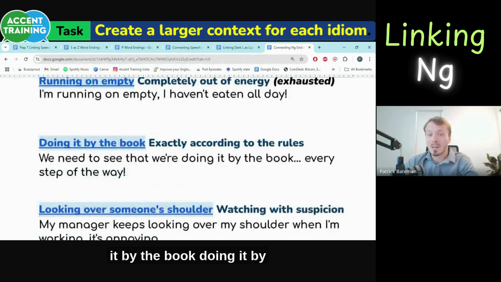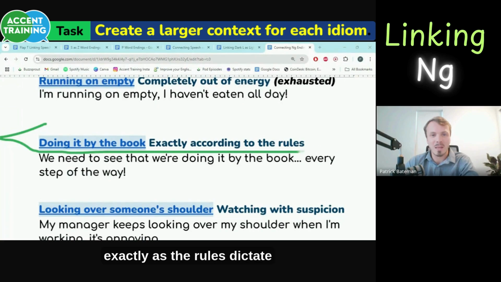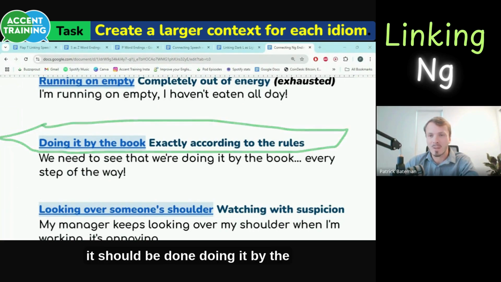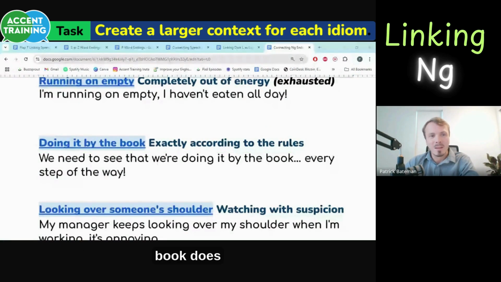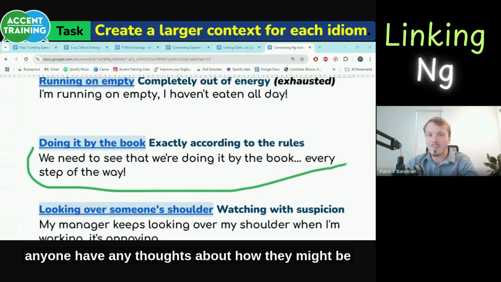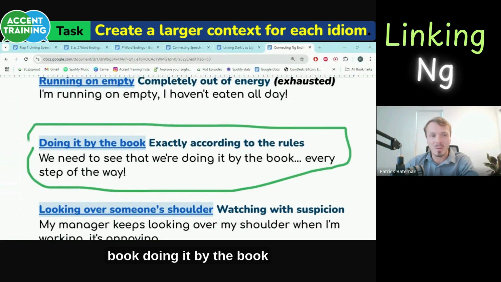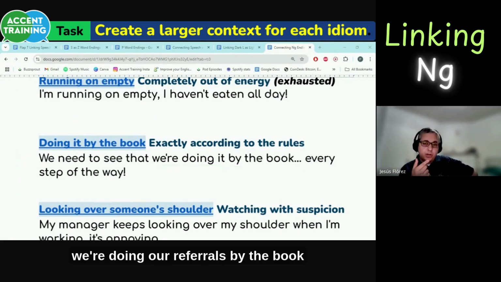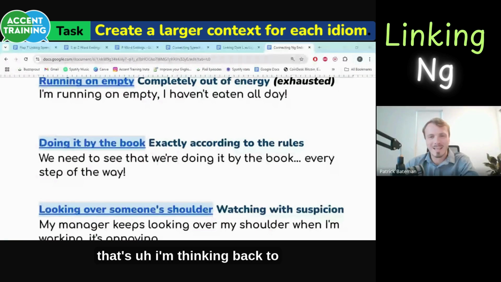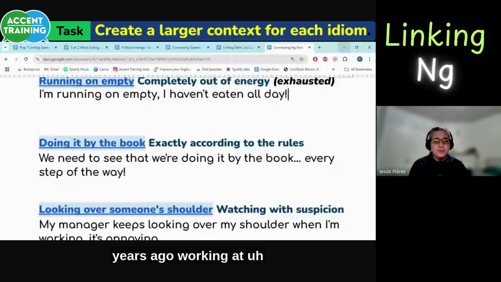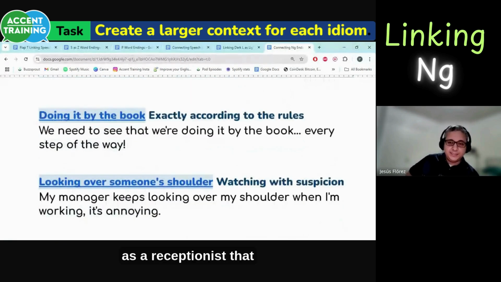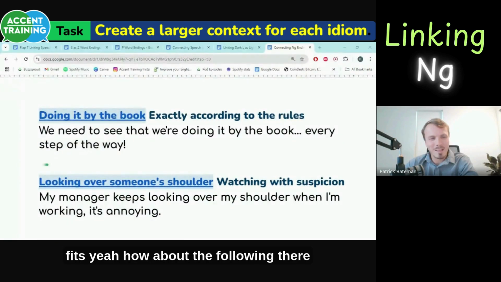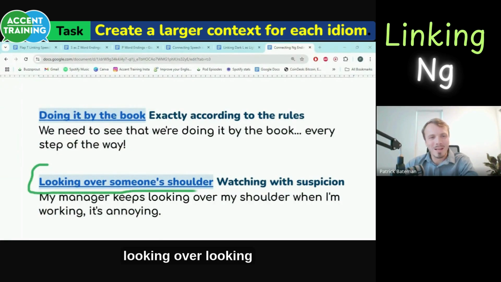Doing it by the book. That is to say, doing something exactly as the rules dictate it should be done. Does anyone have any thoughts about how they might use that in a larger context, doing it by the book? Yeah, we're doing our referrals by the book. That's it. I'm thinking back to years ago working as a receptionist. That fits.